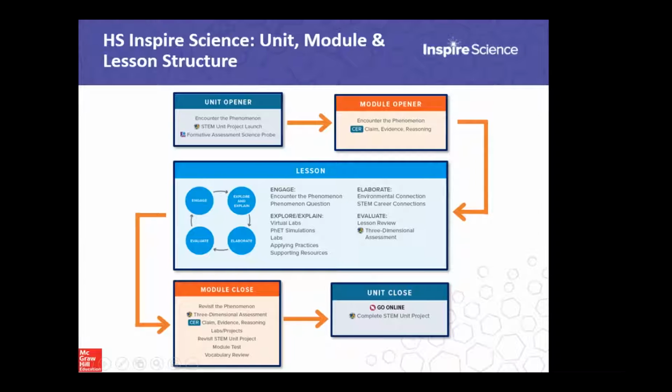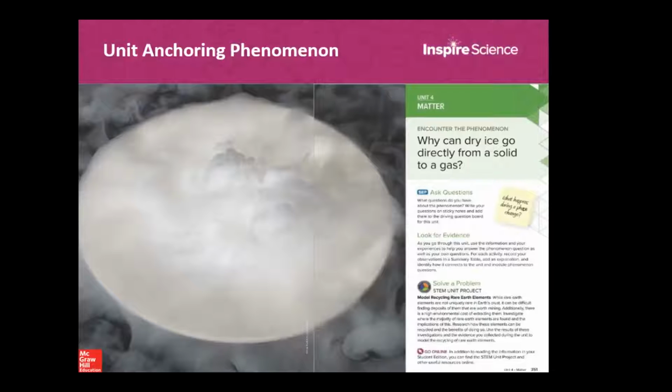When you get to the module level, you have a phenomena opener and claim, evidence, and reasoning. And then when you get into the lesson, you have the 5E lesson model. When you exit a lesson, or when you get to the end of all lessons, you have some experiences that wrap up the module, like revisiting the phenomena and revisiting the claim, evidence, reasoning, and revisiting that STEM project. That all takes place at the end of the module. And then at the end of the unit, you have that STEM module project, should you choose to use it and complete it.